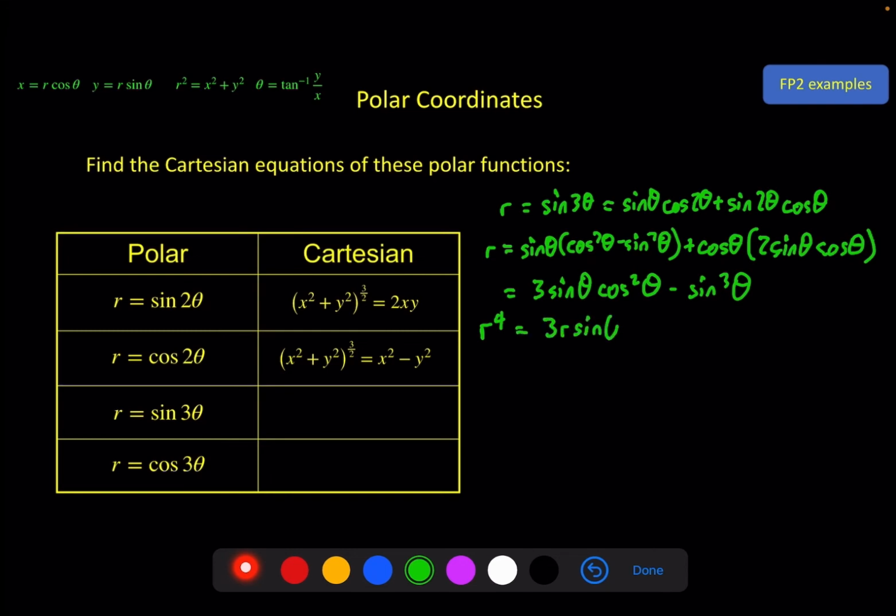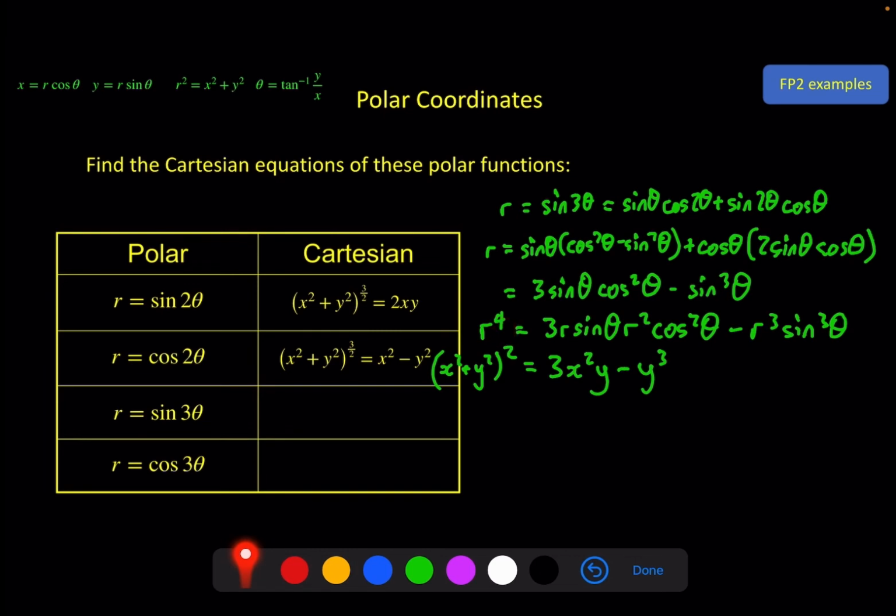3r sine theta if I split my r cubes up into r and r squared here to make that clear why I've done that. And the r cubed there with the sine cubed theta. So the r sine theta here becomes a y, r squared cos squared theta becomes x squared. I usually write my x's first, minus y cubed, and on the left we get x squared plus y squared all squared, because obviously r to the power 4 is r squared squared. So that is our third one.